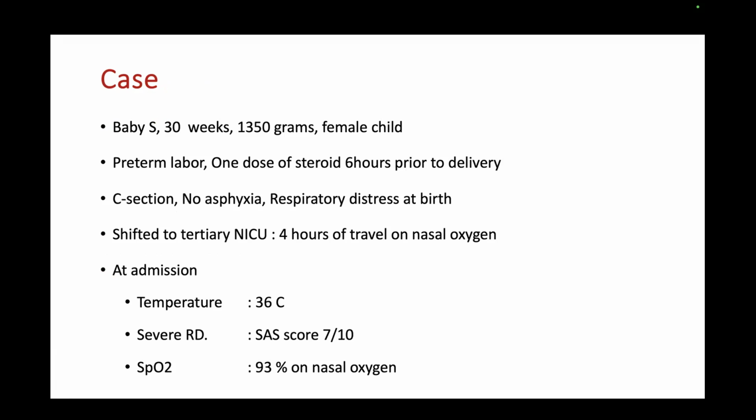This baby S is 30 weeks, 1,350 grams, a girl child born preterm because of preterm labor. The mother received antenatal steroid 6 hours prior to delivery. The baby was born by C-section. There was no asphyxia. The baby started having respiratory distress from birth.